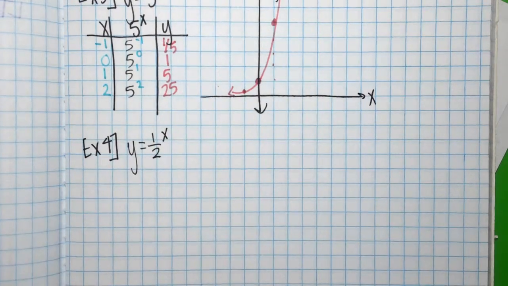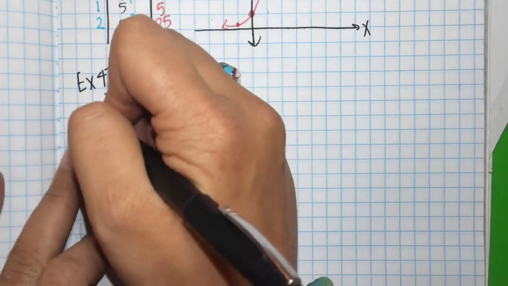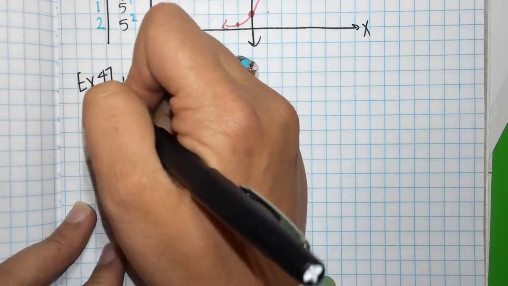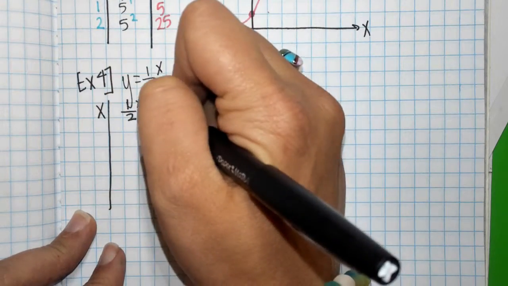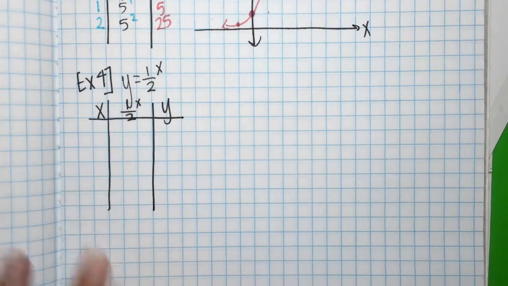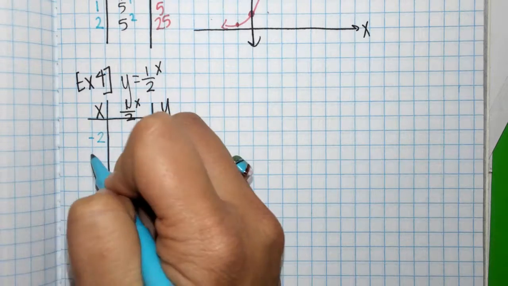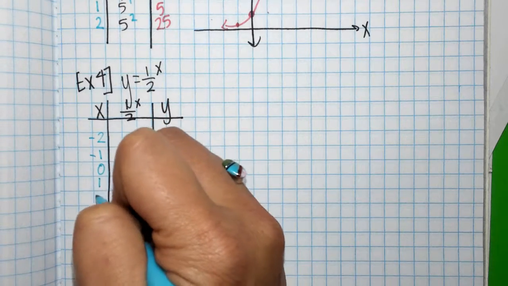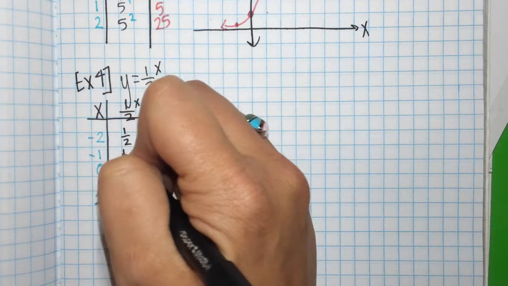So 1/2 to the x power. We're going to use 5 numbers this time. All right, you still do the same thing. Don't be freaked out just because it's a fraction. Fractions are friends, not food. So we're going to start with -2 this time. We're going to say -2, -1, 0, 1, and 2. And we're going to raise that 1/2 to each of those numbers.